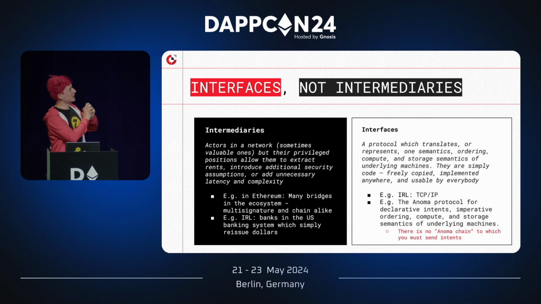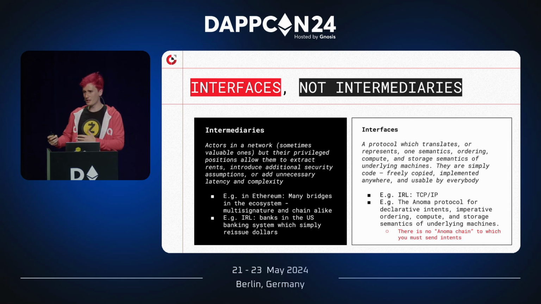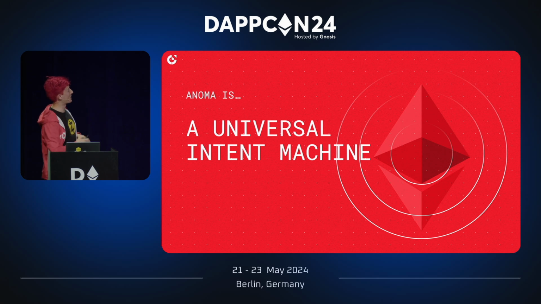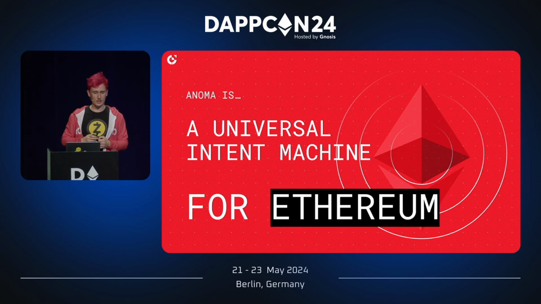So really, when you use things in this ecosystem, please think about whether you're using an interface or an intermediary, because it fundamentally changes the assumptions and security concerns that you must have. So with this, let's come to Anoma. Anoma is a universal intent machine for Ethereum.